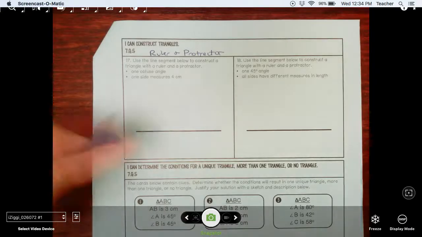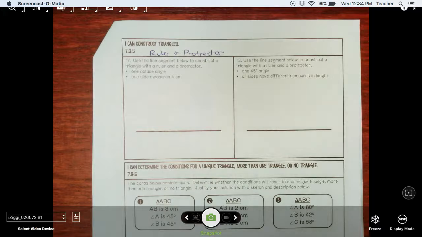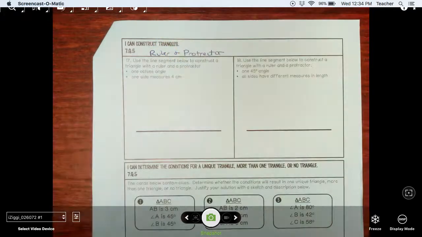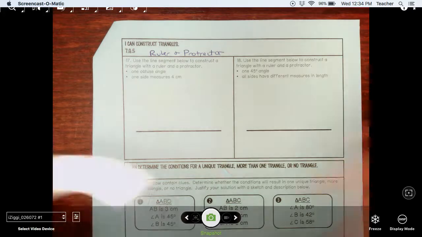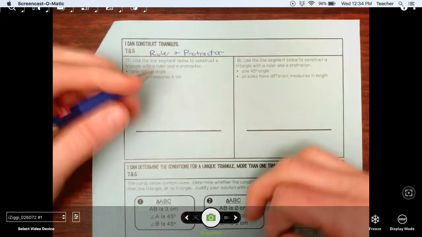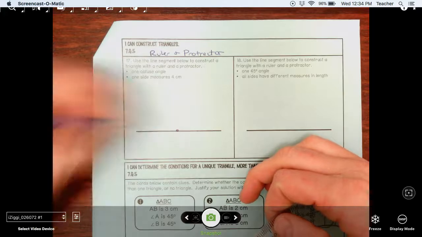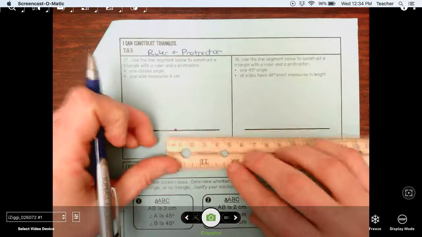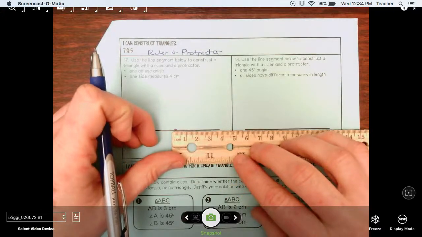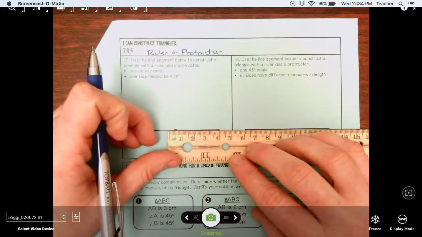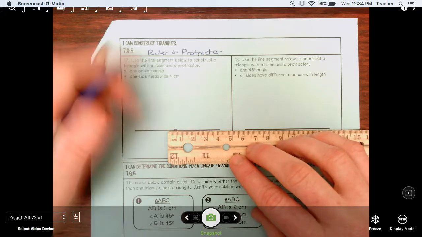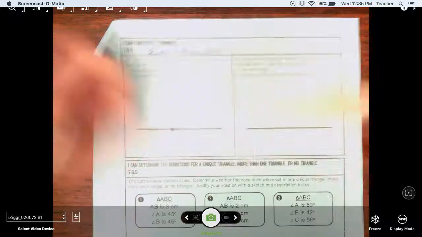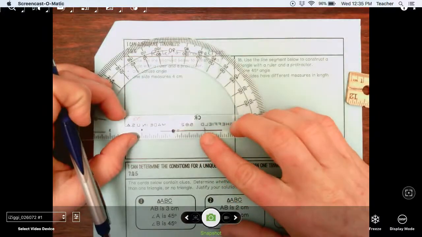With this one, use the line segment below to construct a triangle with a ruler and a protractor. One obtuse angle and one side measuring 4 centimeters. First thing I'm going to do is create a vertex there. And let's see here, 4 centimeters. Oh, well, that's not helpful. Let's go to right there. That would be 4 centimeters. I'm going to move this right here. Disregard that. That's a 4 centimeter long segment, and we're going to create an obtuse angle.